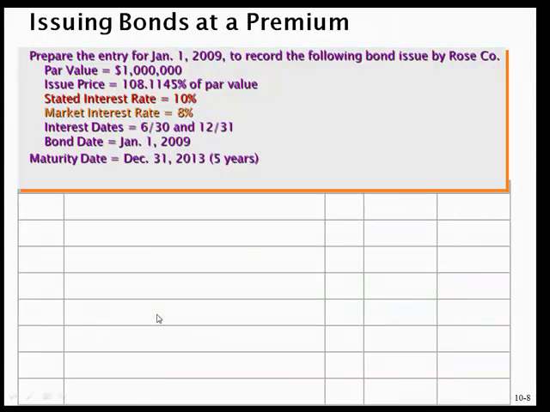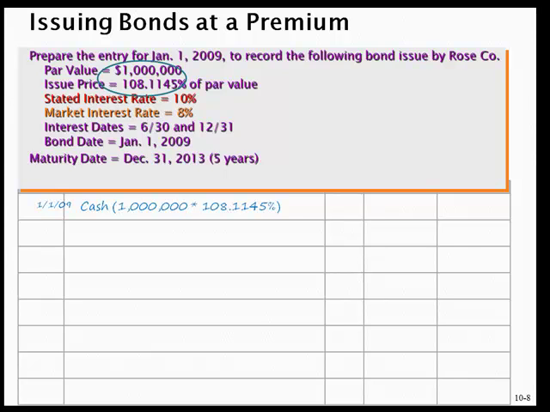Now the same process occurs with selling bonds at a premium. Here we have a bond that we're going to float. We're agreeing to pay 10%. When we go out to sell the bond, everybody else is paying 8%. Guess what? We have a hot bond here. We can charge a premium, right? We can charge 108.1145% of our bond par value.